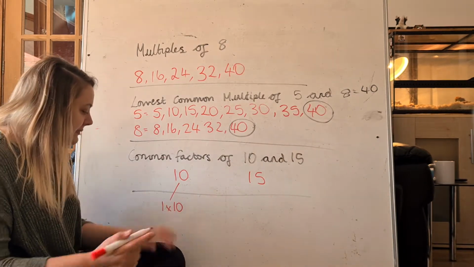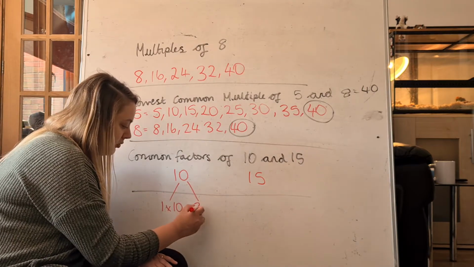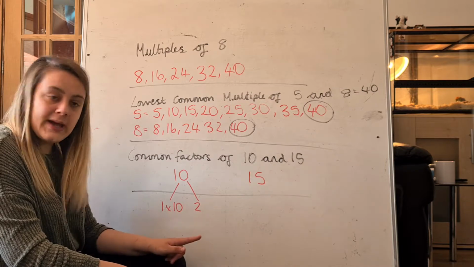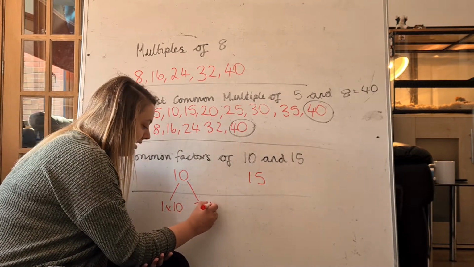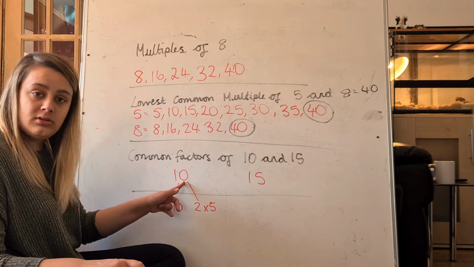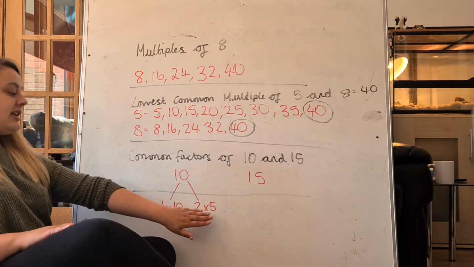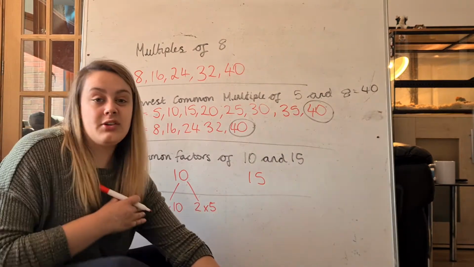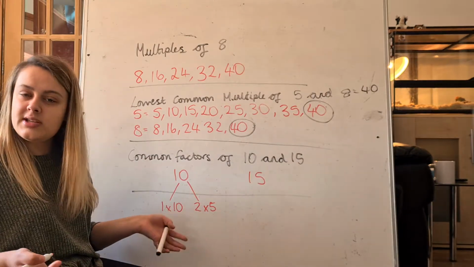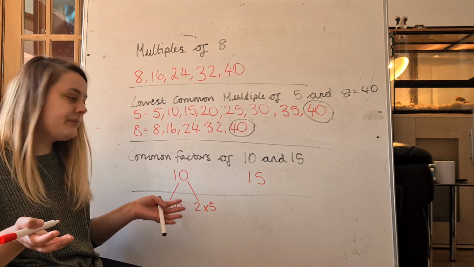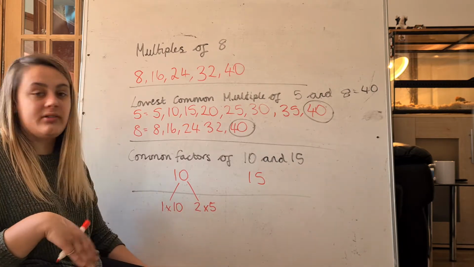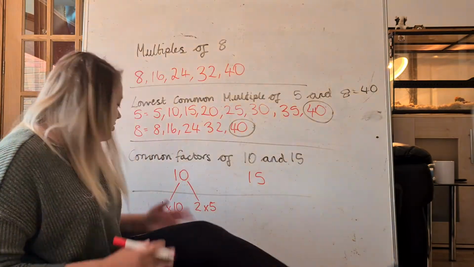If we work systematically, would 2 be a factor? It would. What would be its factor pair? 5. Brilliant. Would 3 be a factor? 4? No? Okay, brilliant. We don't need to get any higher. We've got 5, which is half the number, so we don't need to get any more. Because you can't do 10 divided by 6, you'll end up with a decimal number, won't you? If you do 10 divided by 7, you'll end up with a number that's lower than 1, so it's not going to work. Right, let's try 15.